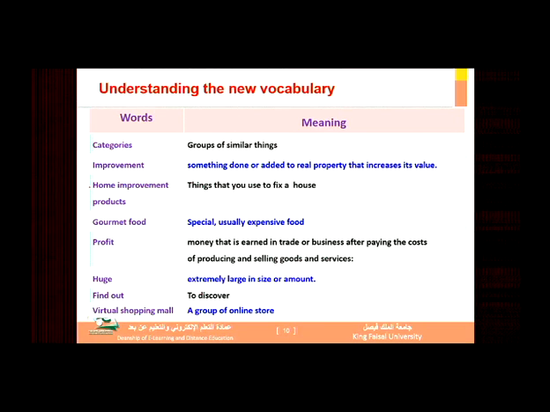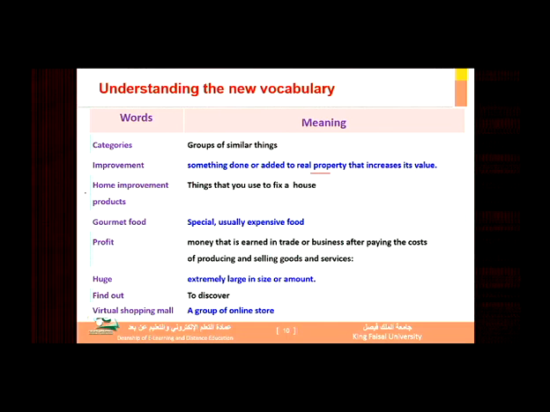The word improvement refers to something that you do or you add in order to increase the value. So if you have a house, you improve that house so that it becomes better, it becomes more expensive, and so on and so forth. So the word improvement is something that is done or added to a real property. Why? To increase its value.